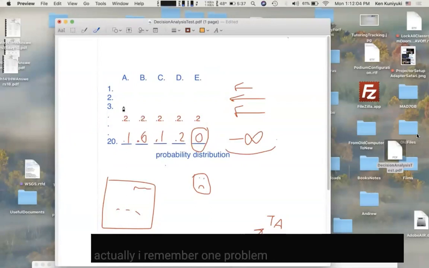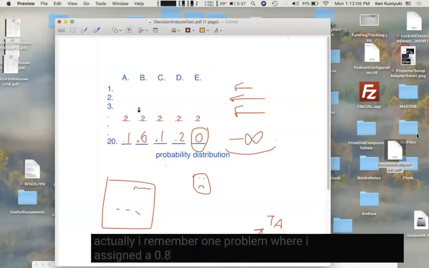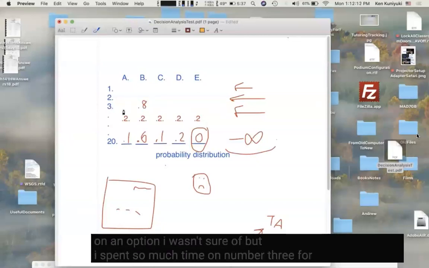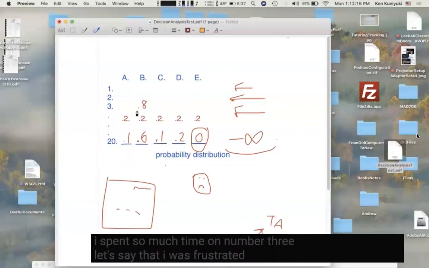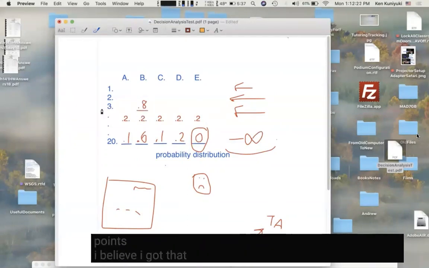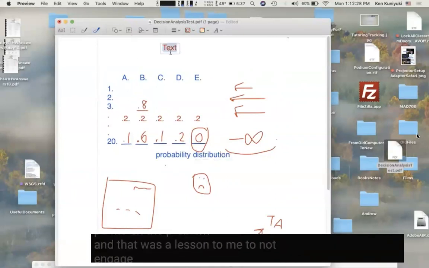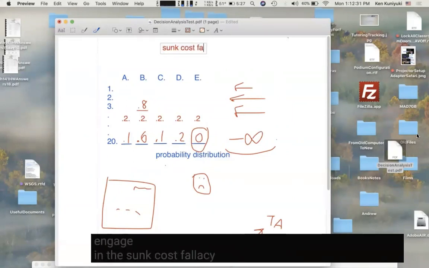Actually, I remember one problem where I assigned a 0.8 on an option I wasn't sure of, but I spent so much time on number 3, let's say, that I was frustrated and I just wanted to assign a high probability so that I could get a lot of positive points. I believe I got that question wrong and I ended up losing points. I got negative points on the problem. And that was a lesson to me to not engage in the sunk cost fallacy.